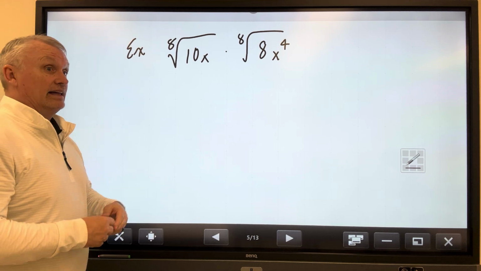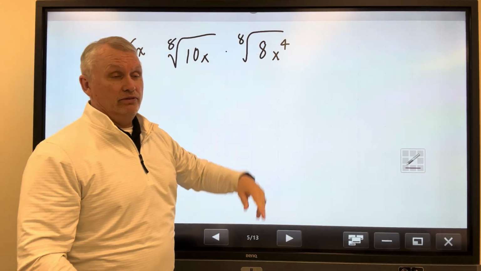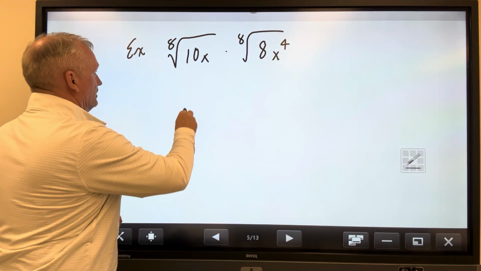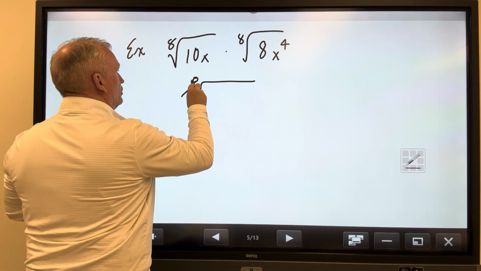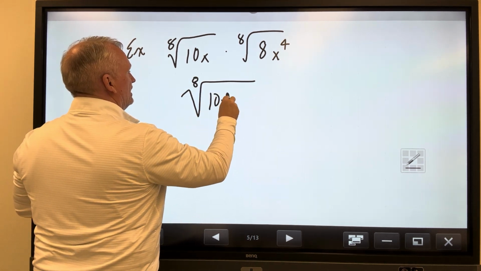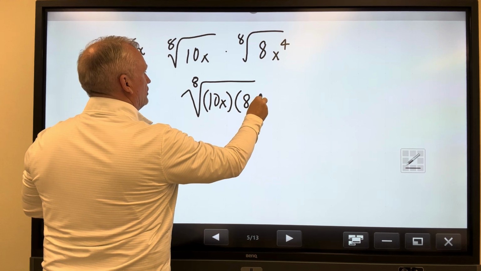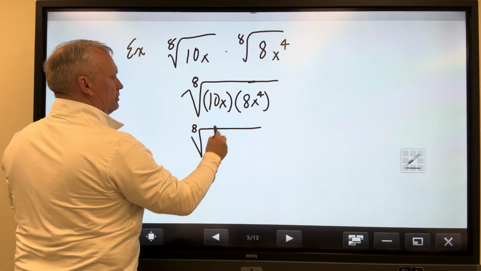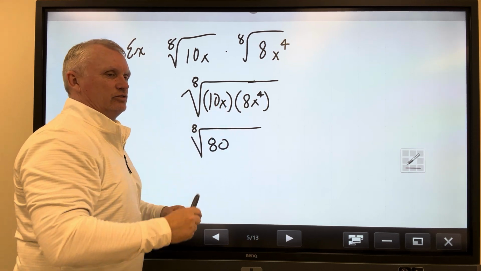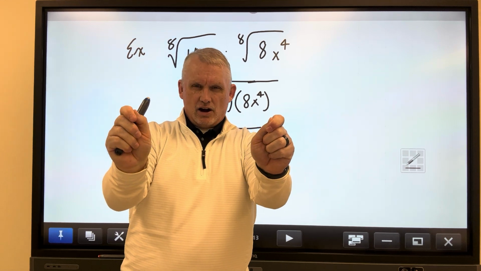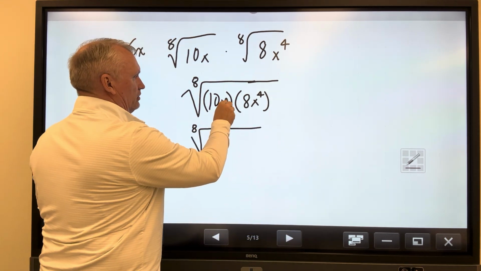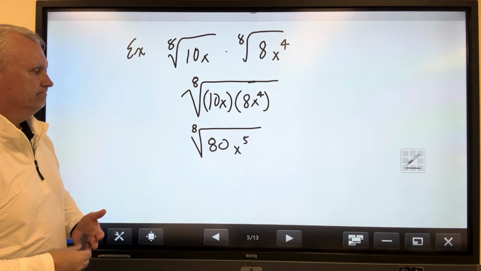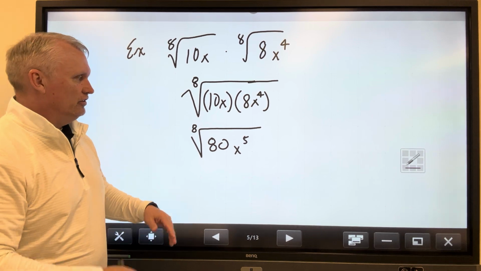Okay. What if I got the 8th root? 8th root here, 8th root here. You have the same and they're multiplied together. That means that I can multiply what's underneath those things. So I have this. The 8th root of 10x times 8x to the 4th. The 8th root of, multiply the two numbers, I have 80. Add exponents when you see the two variables that are apart. You add exponents. Remember, if there's no exponent there, it's a 1, x to the 5th. Not bad, everybody's happy. We're still going strong.